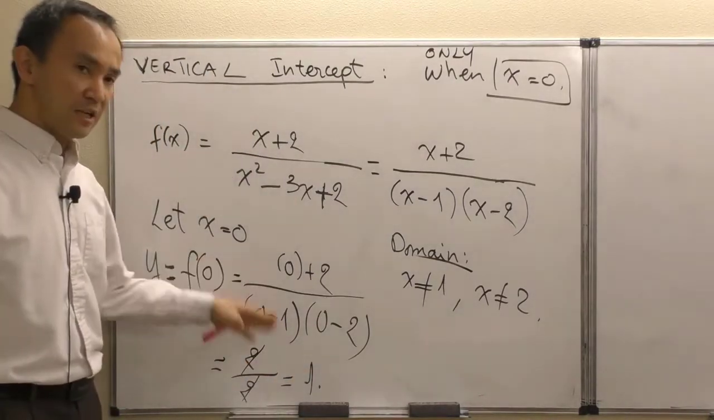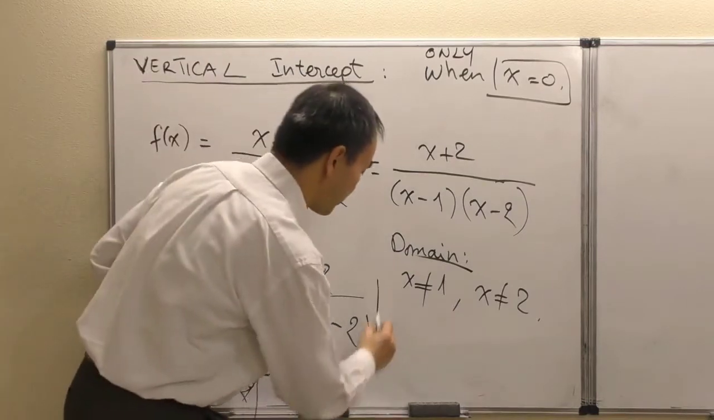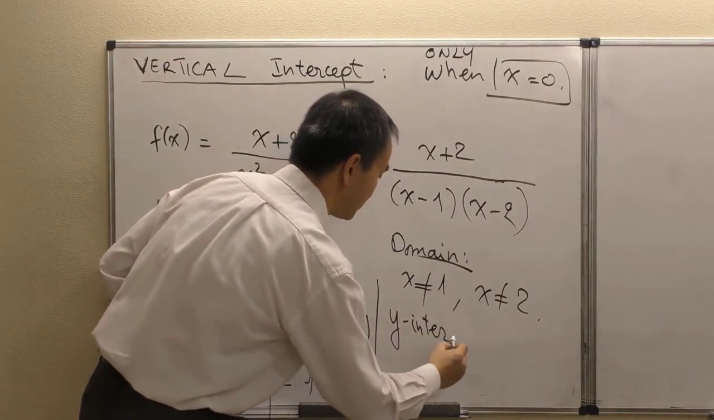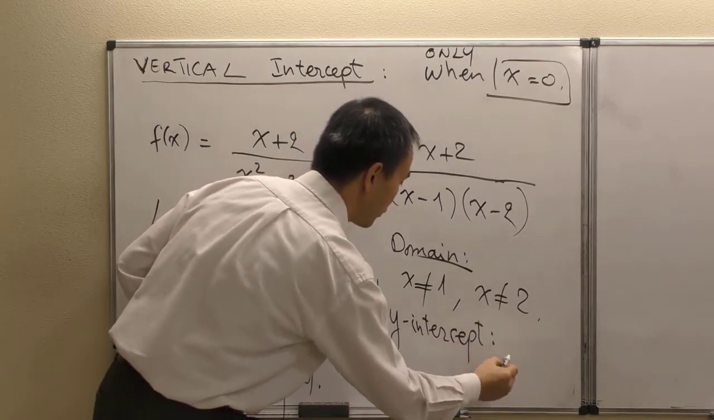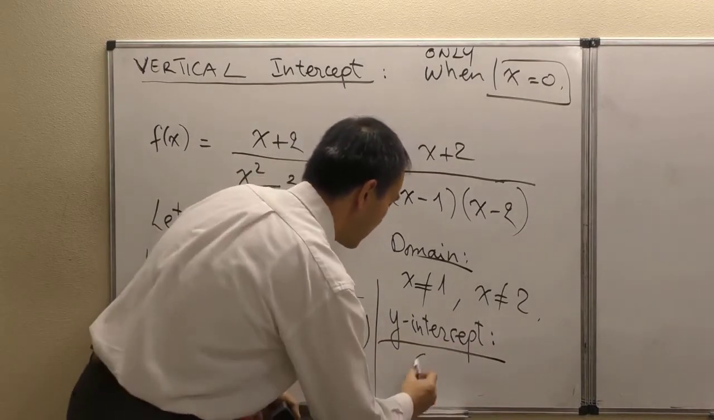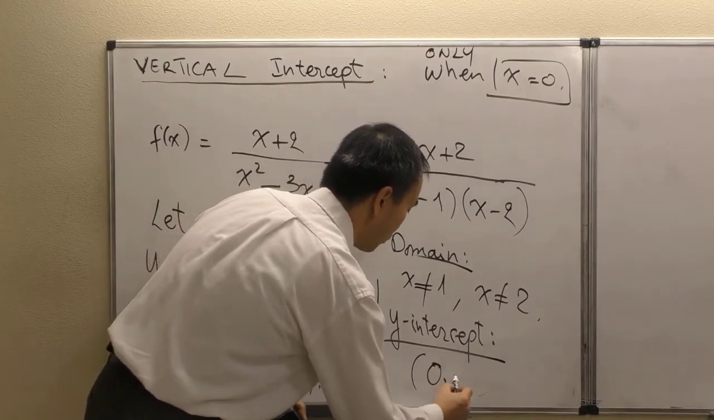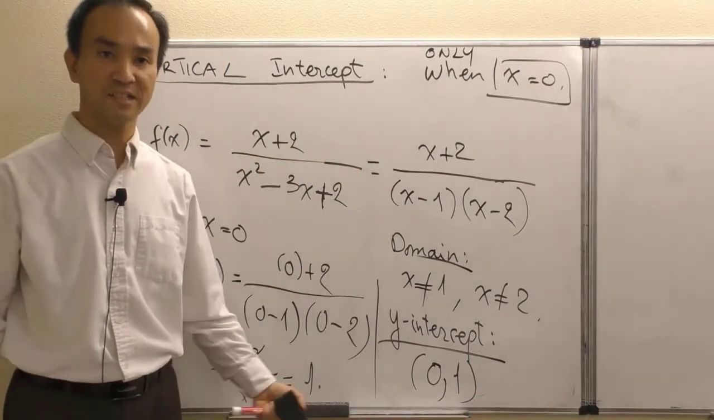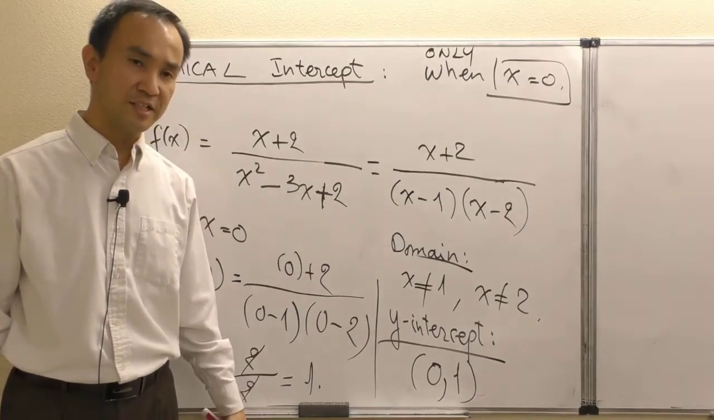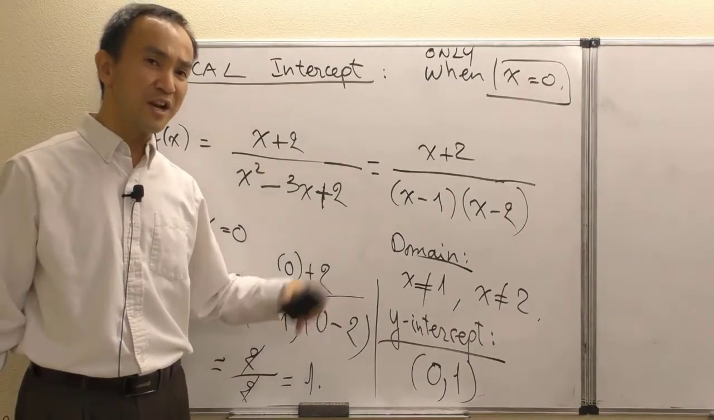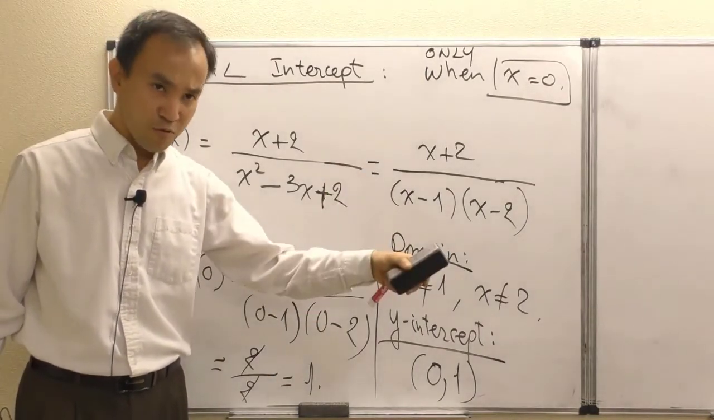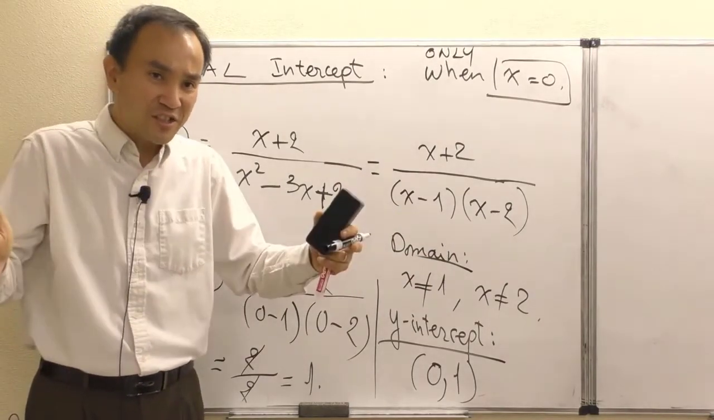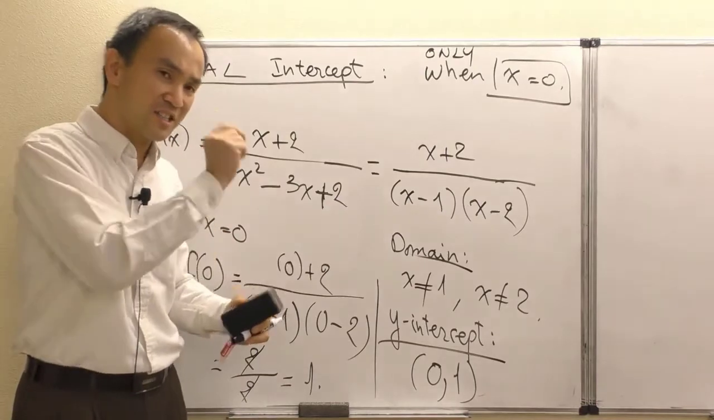All right, so for this problem right here, we have a y-intercept. As far as the conclusion, we have a y-intercept at (0, 1). That's our answer. And that's how easy that is. So before I rush into the next demo problem, I did not make any generalization yet. Let's see the result here.